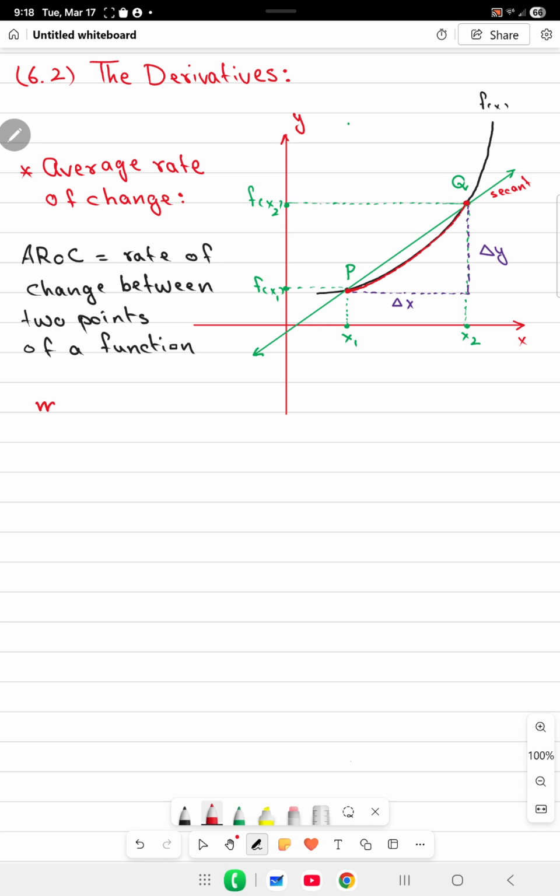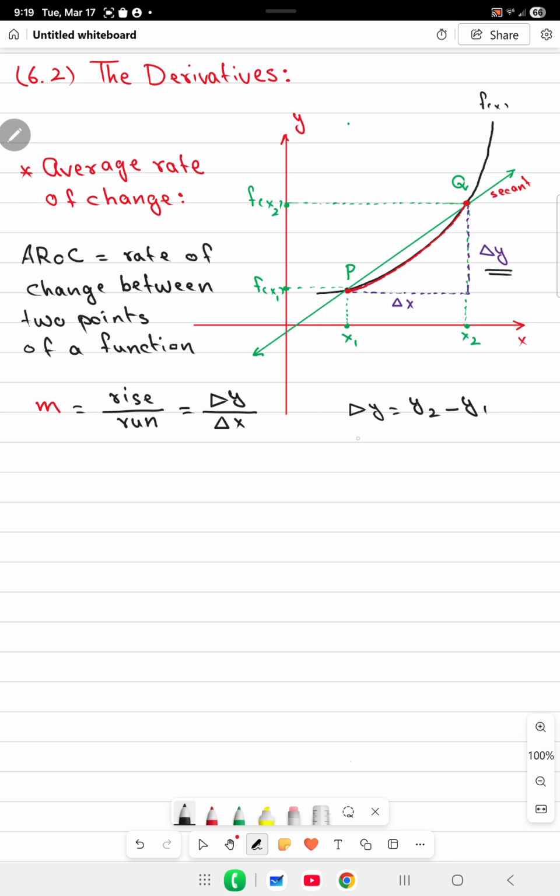All of us know that the slope of a line equals rise over run, which we studied in school. For us, the rise is delta y, change in y. The meaning of delta y is change in y. And run is delta x. It means change in x. Correct? Delta y actually means y2 minus y1.